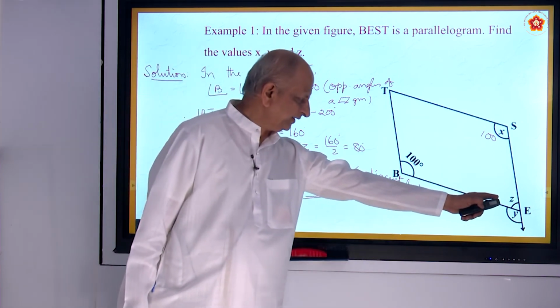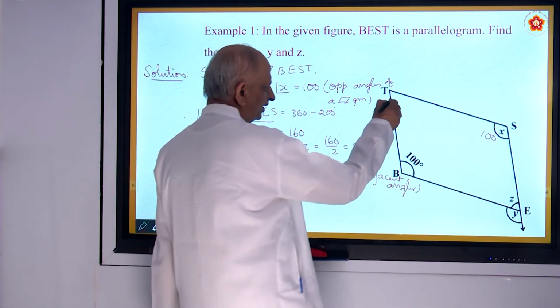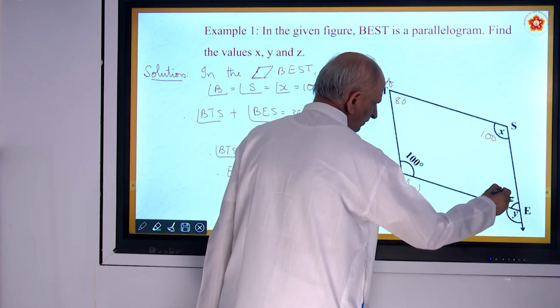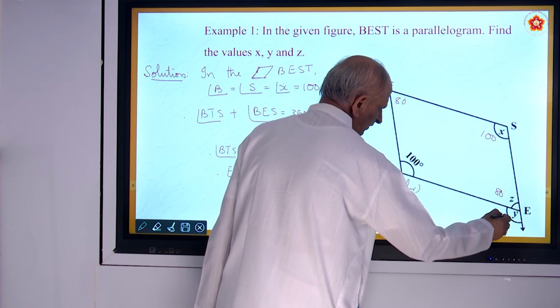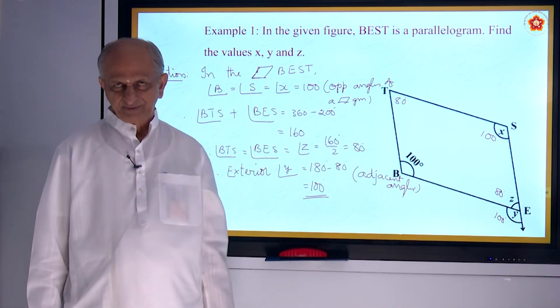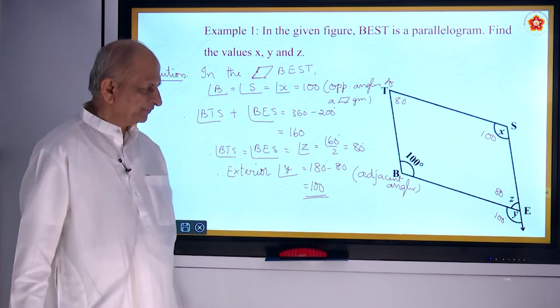If this is 80, so you get 80, 80. Sum of all the angles we measure it to be 360. So, this becomes adjacent angle, namely 100 degrees. Got it? Very nice.